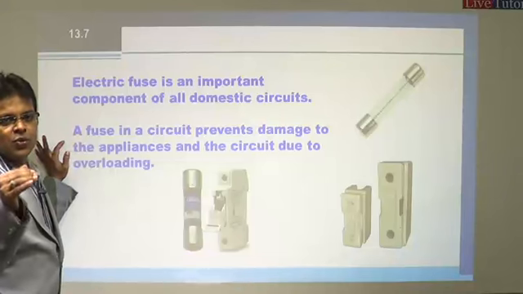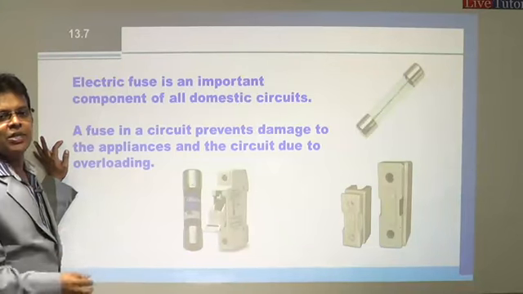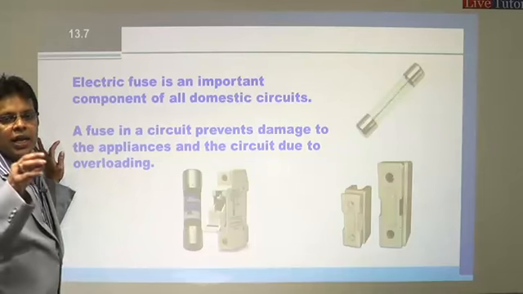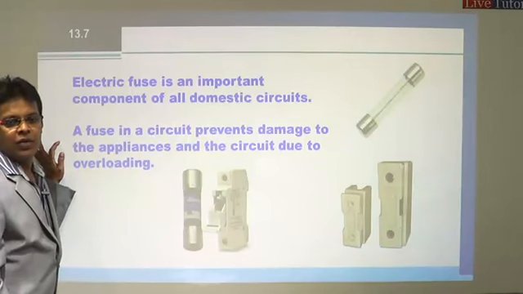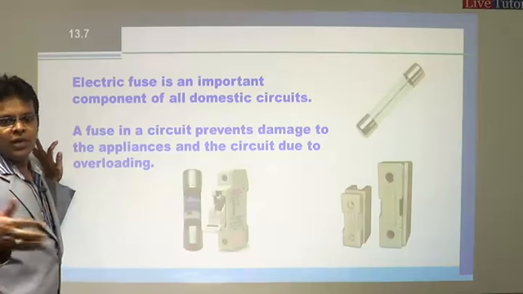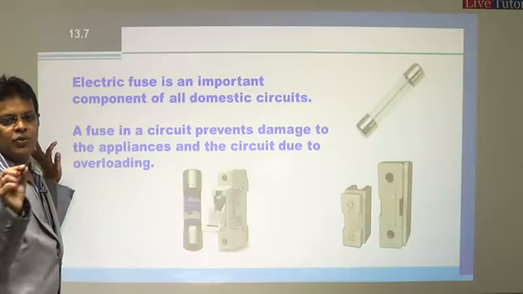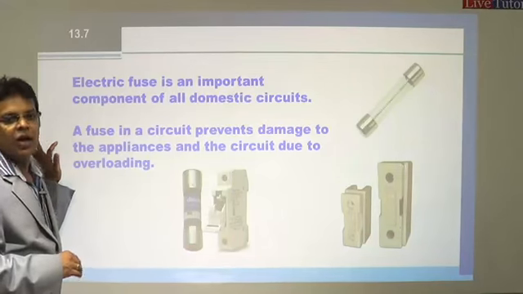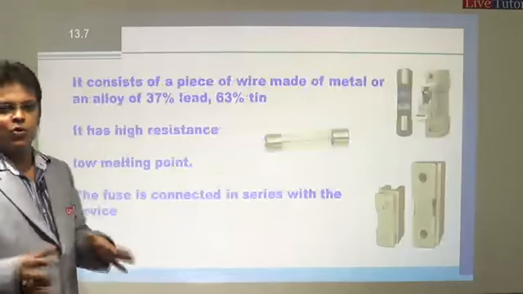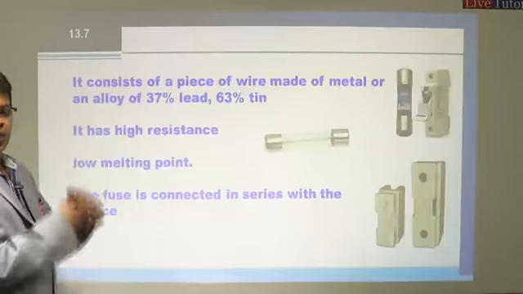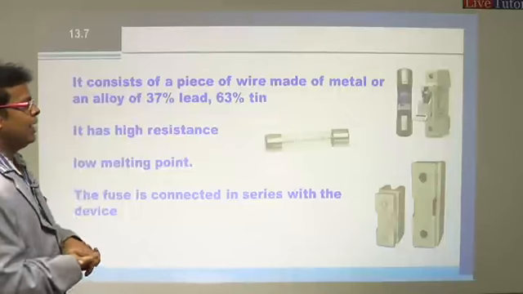What is the use of that? It is used to prevent damage to the appliances and the circuit due to overloading. Overloading, you know that when overloading is occurring, what will happen? The fuse will prevent the flow of current. How is it going to prevent? Let us see. What is overloading? How is it going to prevent? And what is a fuse? First of all, let us see.